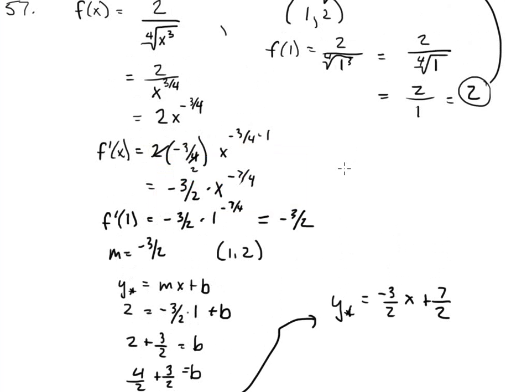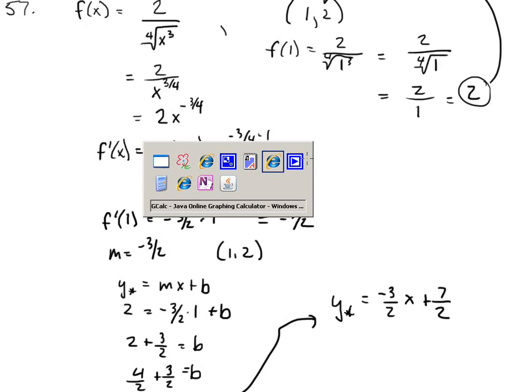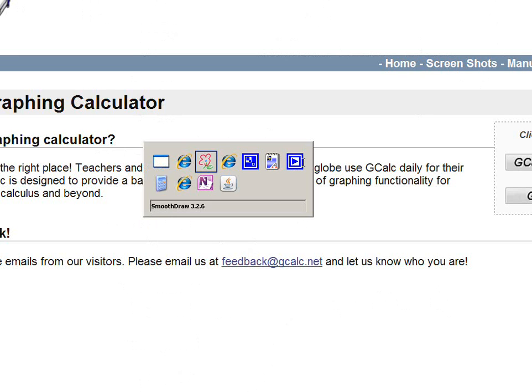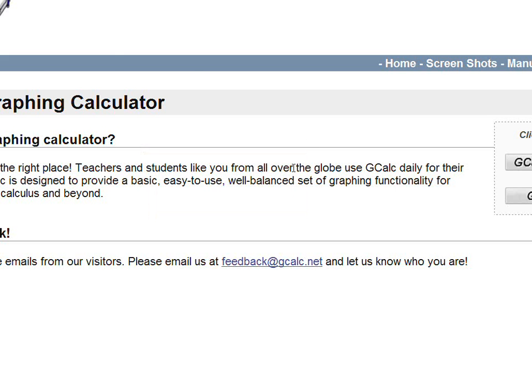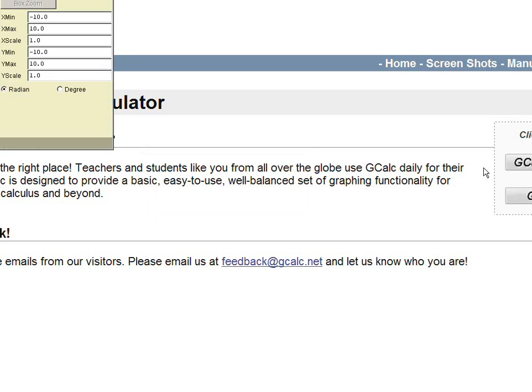Let's see, where is it? gcalc, right? gcalc.net. Let's see here, where is it? No. Which one is it? No. That's that.